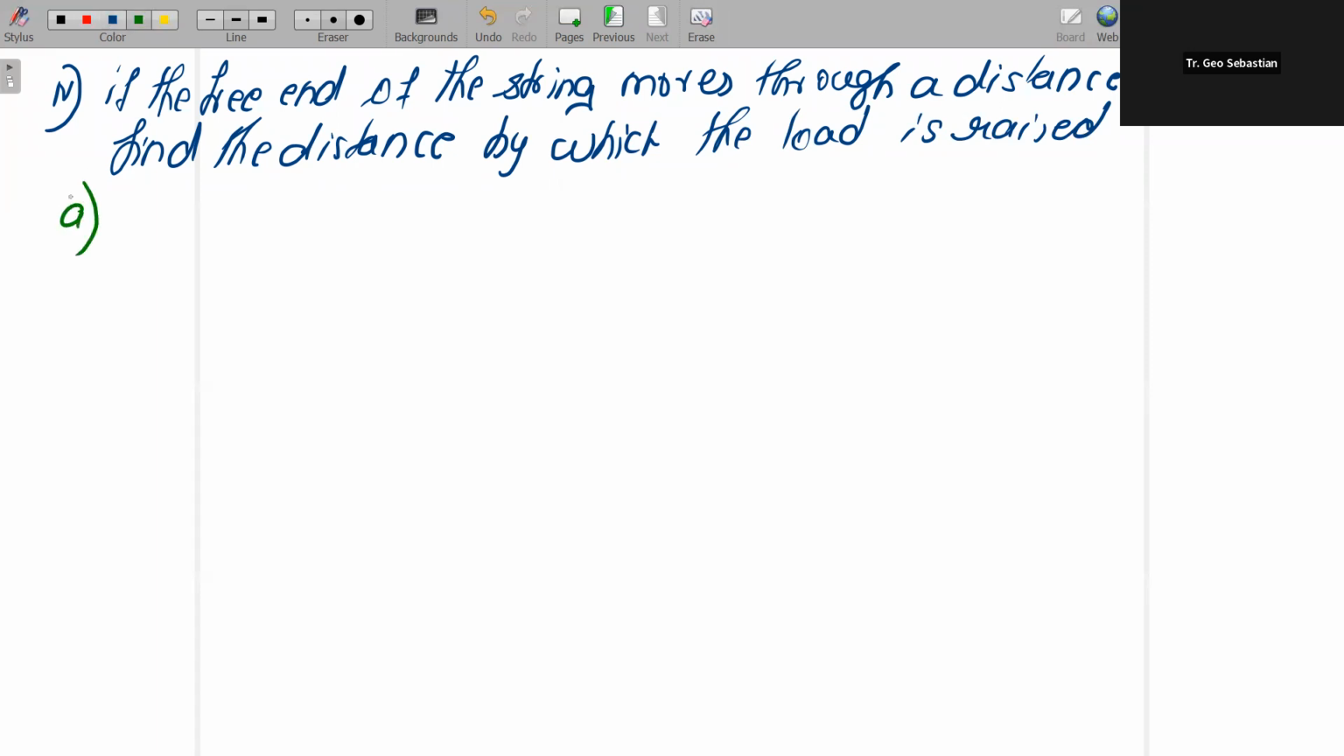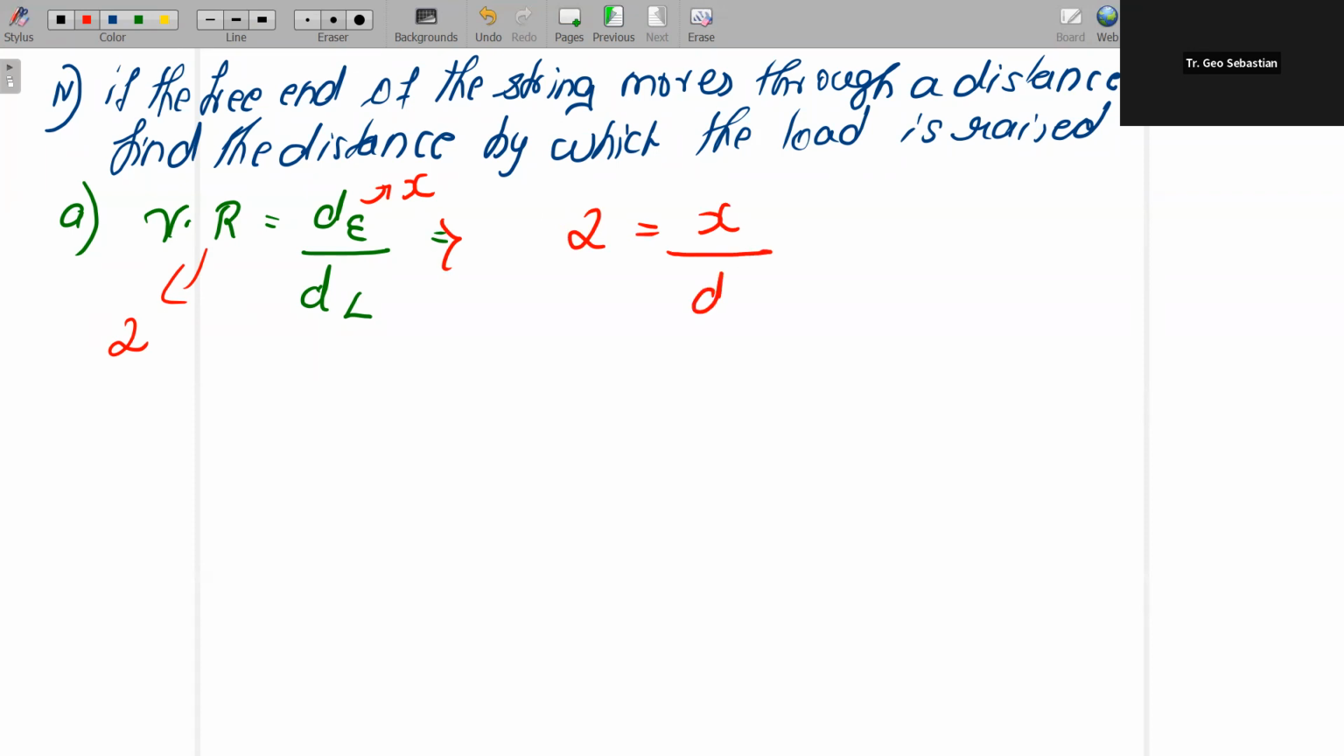What is the answer now? How did you understand? See, velocity ratio is equal to distance moved by effort divided by distance moved by load. Am I right? That means velocity ratio, we understood, is 2, right? And the distance moved by effort, we understood, is x. Therefore, this equation will become 2 is equal to x by dl. Therefore, dl is equal to x by 2. Understood? See how beautifully we are getting the answers.